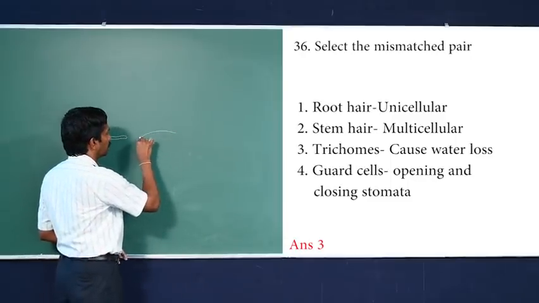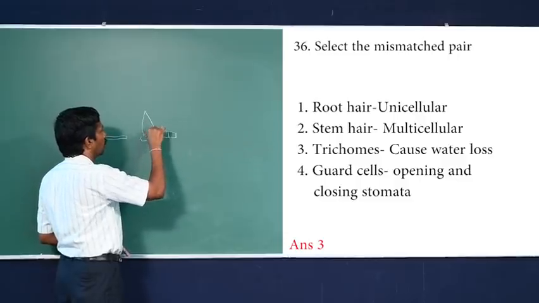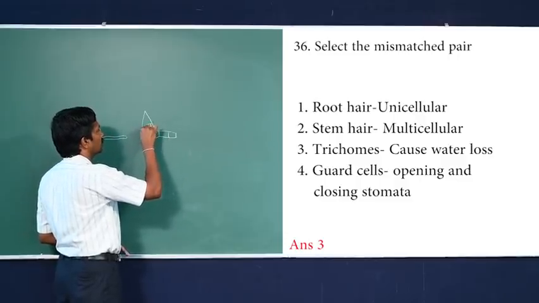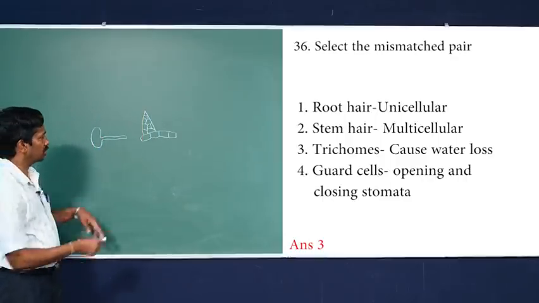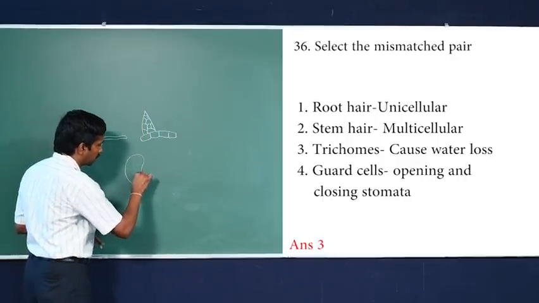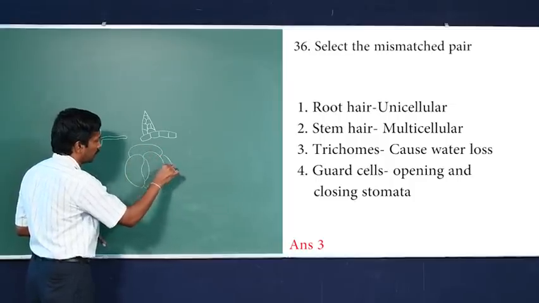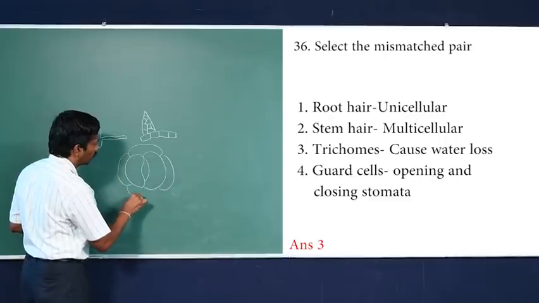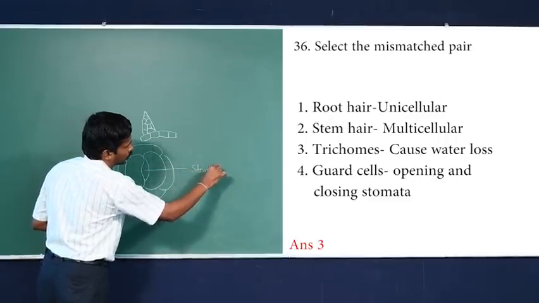On the epidermis of a dicot stem or leaf, you can find multicellular extensions which are called trichomes or stem hairs, and guard cells which are kidney or bean shaped in dicots, or dumbbell shaped in the case of monocots. They help in opening and closing of the opening called stomata.